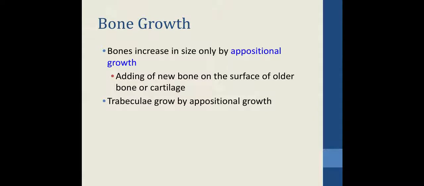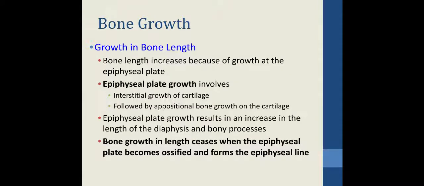Okay, bone increases in size with appositional growth, which means that you're adding to the bone on the surface of older bone or cartilage. And your trabeculae also grow in that appositional growth. So they're sort of pushing out, growing on top of a matrix that's already established. We're going to do that at the epiphyseal plate. So we're going to have the interstitial growth of cartilage, and then we'll have the appositional growth on the cartilage. So epiphyseal plate growth is going to increase the length of the diaphysis and any bony processes on the bone. And then bone length ceases when the epiphyseal plate is ossified and we get the epiphyseal line.